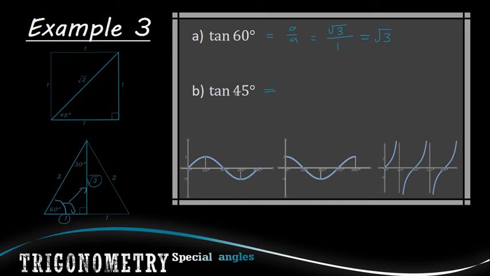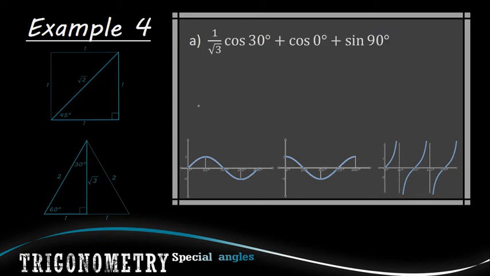And then for tan of 45, we go to the 45 triangle, and once again, tan is opposite over adjacent. So opposite from this angle is 1, and adjacent from this angle is also 1. So that's just 1 over 1, which just becomes 1.